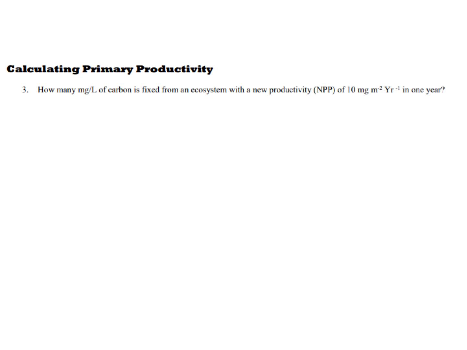So what you're going to do is take the unit that you're given. In this case, it says how many milligrams per liter of carbon. So you're always going to try to figure out how much carbon is fixed from an ecosystem with an NPP of 10 milligrams of O2 per year. So basically you're getting that much O2 out, how much carbon does that equate to? The reason you do this is you can't measure how much carbon is produced in a plant, for example, but you could measure how much O2 that plant is giving out. So this is an equation to figure out what that difference is.